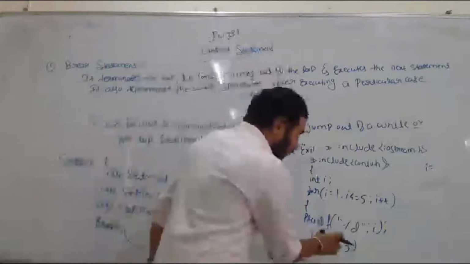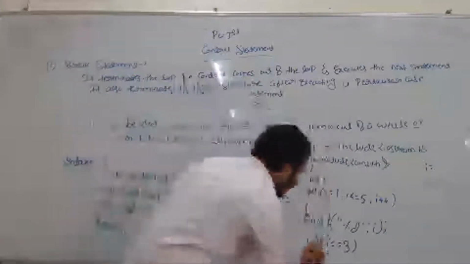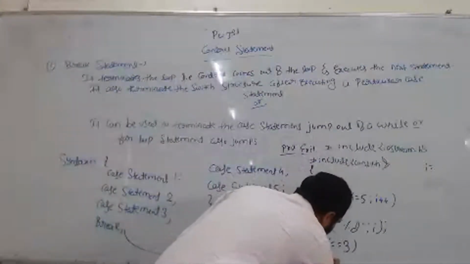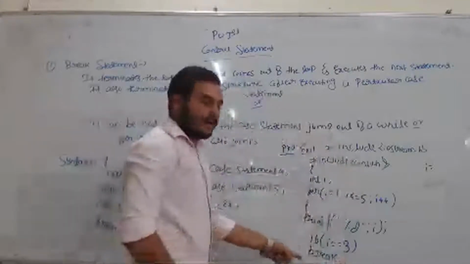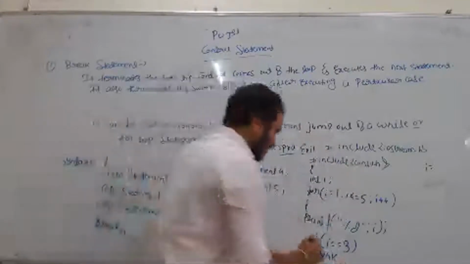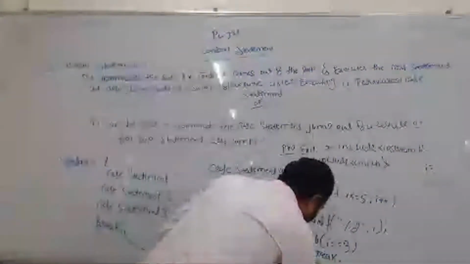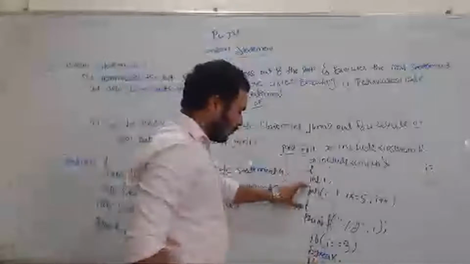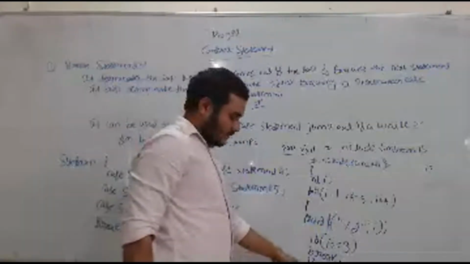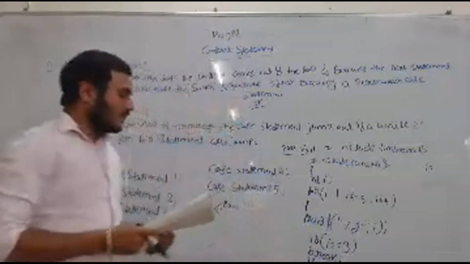So if you want to get i is equal to 3 in simple code, break will be applied. Are you listening? Break statement will be applied. Okay? Two curly braces, and closing it, because two opens, two closing.